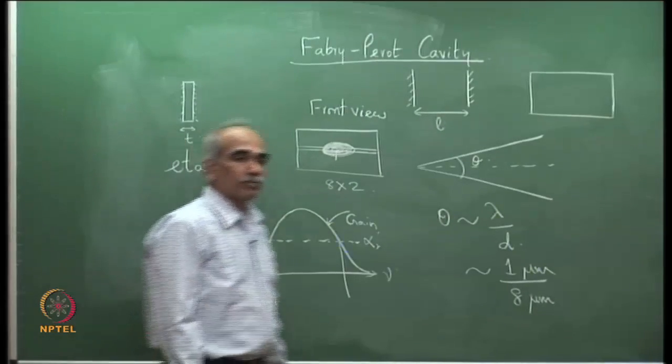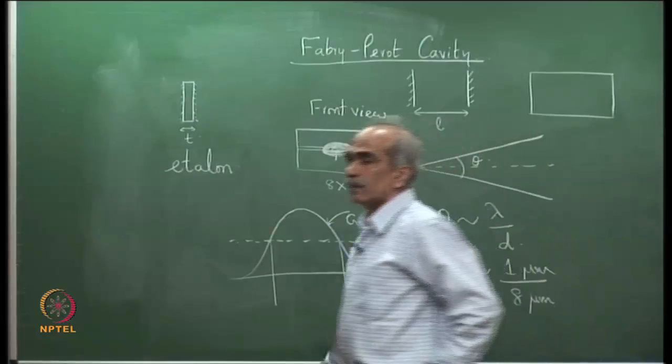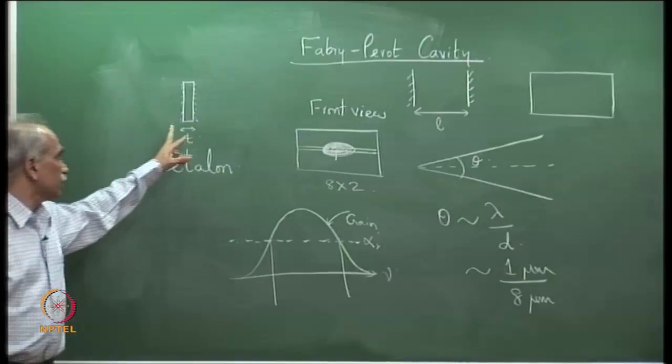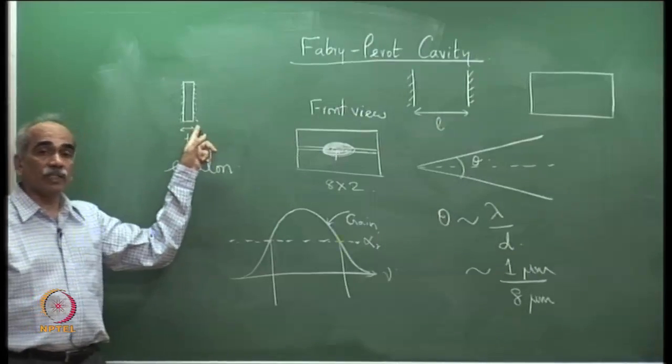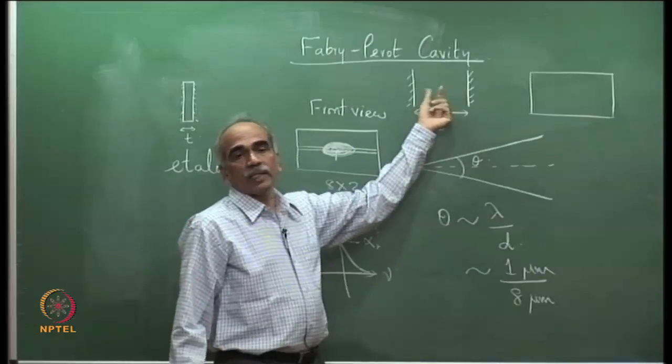Fabry-Perot etalon has many applications, including, as we will see, one that uses etalons for single frequency selection. So, this acts like a cavity with a fixed spacing. Here normally one can vary the cavity.